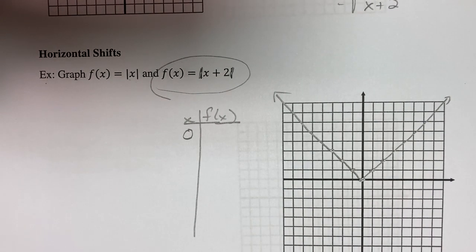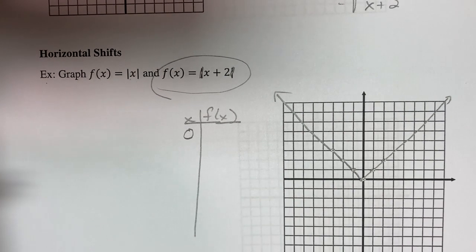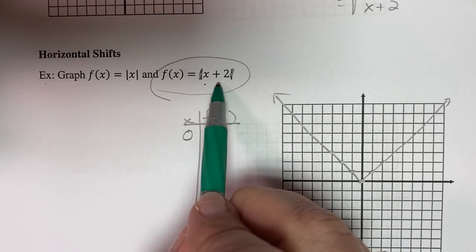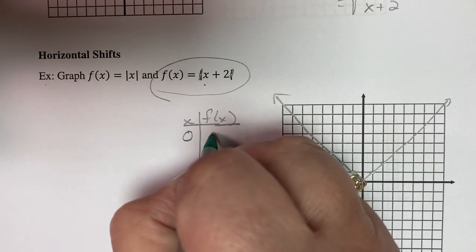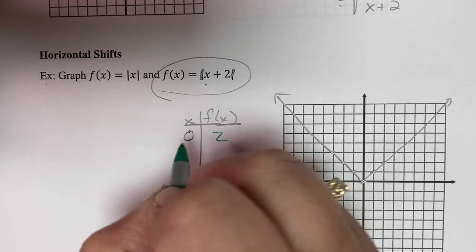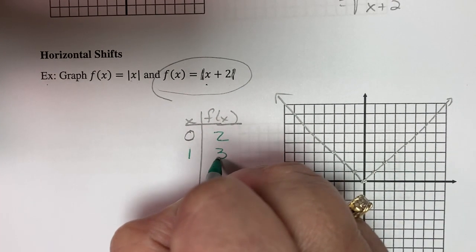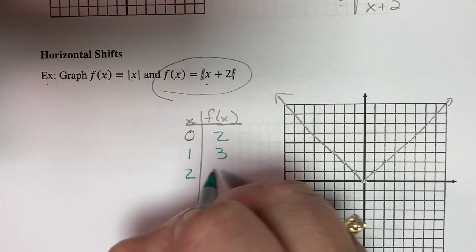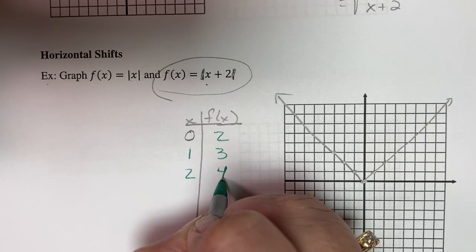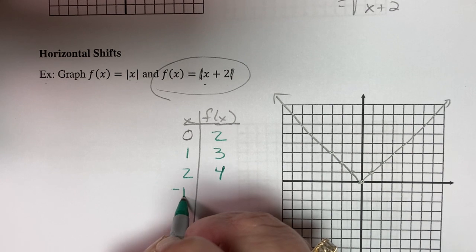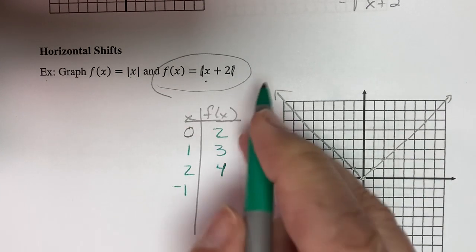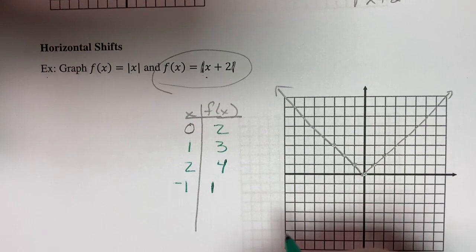No, does it work? Yes, it does. Perfect. If I plug in 0, 0 plus 2 is 2, and the absolute value of that is 2. If I plug in 1, you can see I'm going to get 3. If I plug in 2, I'm going to get 4. Let's go negative. If I plug in negative 1, negative 1 plus 2 is 1. The absolute value is 1.